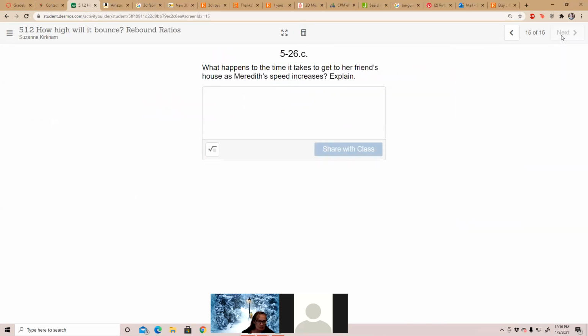All right, the last page. What happens to the time it takes to get to her friend's house as Meredith's speed increases? So the time decreases as she increases her speed. And then if we're going to explain that, we could say the faster you go, the quicker you get there. All right. And that is the end of that lesson.